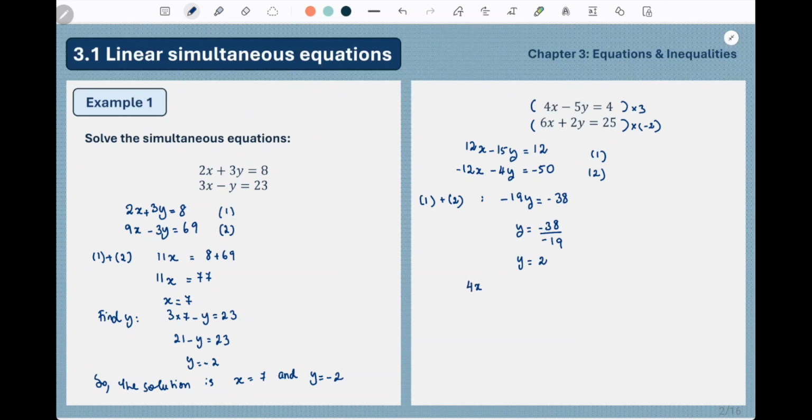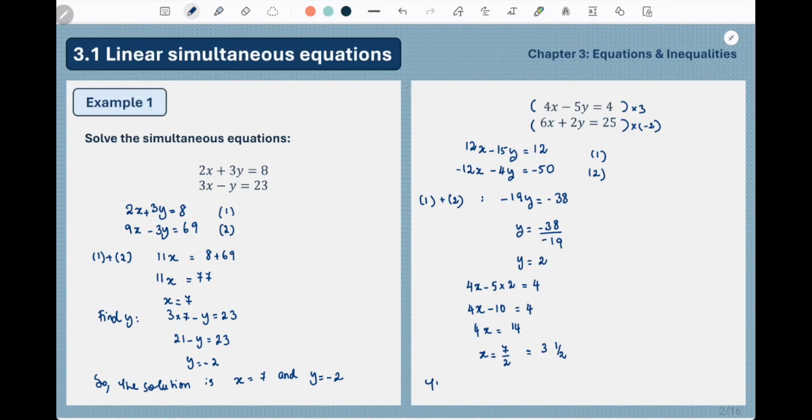So 4x minus 5y, which is minus 5 times 2, equal 4. So 4x minus 10 equal 4. So 4x equal 4 plus 10, which is 14. Then x will be 14 over 4, which is 7 over 2. You can keep it as that or write it as 3 and 1 over 2.